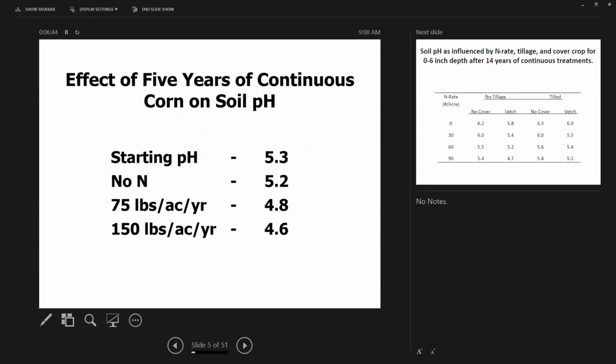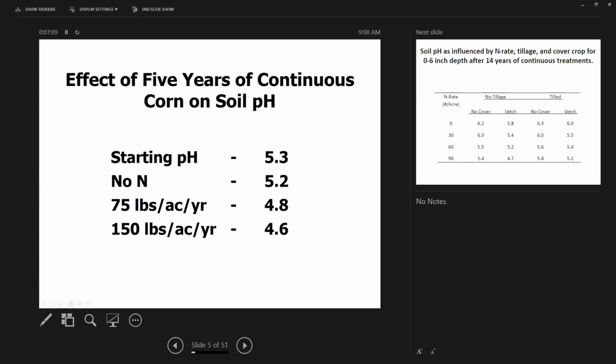So here's just some data that I got from Lloyd Murdoch when I started. It's funny, sometimes data gets a little dated. Sometimes 50 and 40-year-old data is just as good today as the day it was generated. This is some work that they did here on the station, but 5 years of continuous corn, how did that influence soil pH?